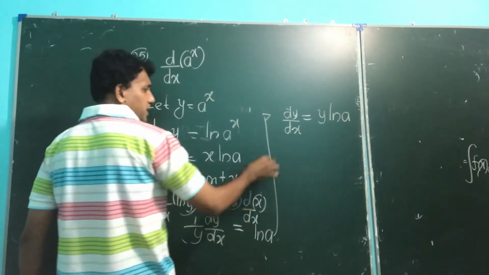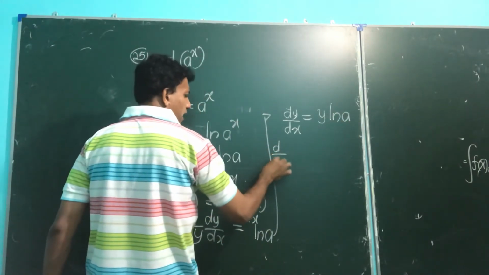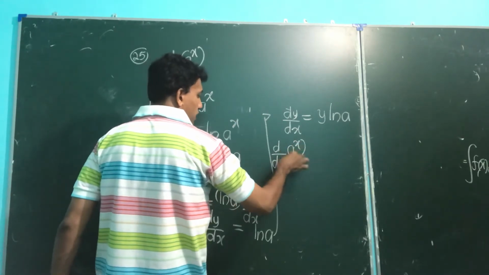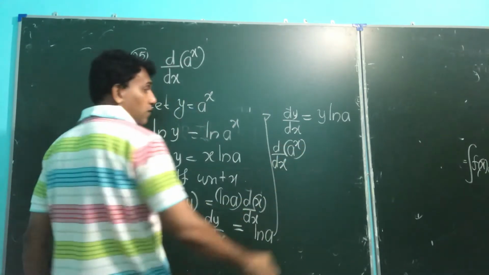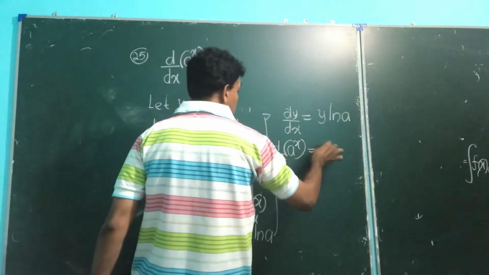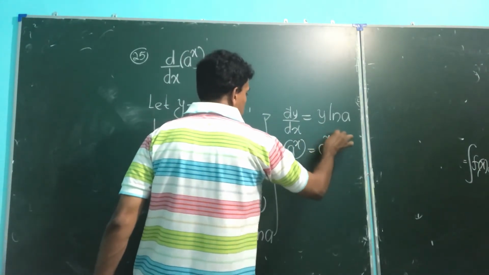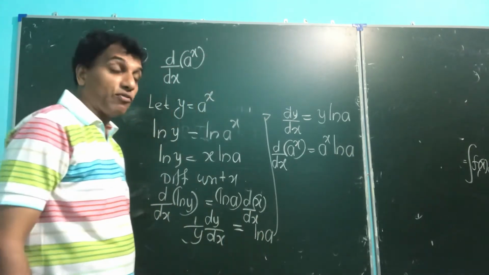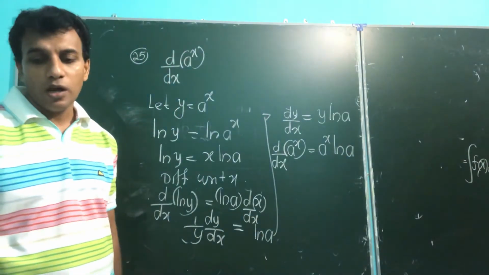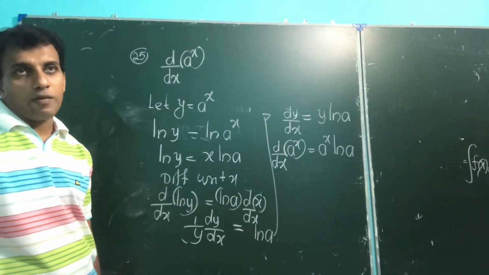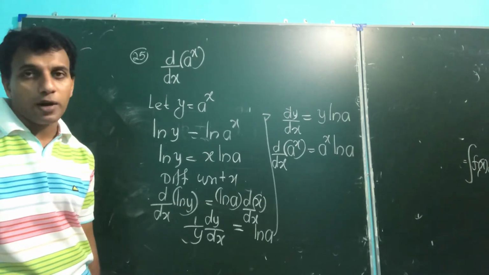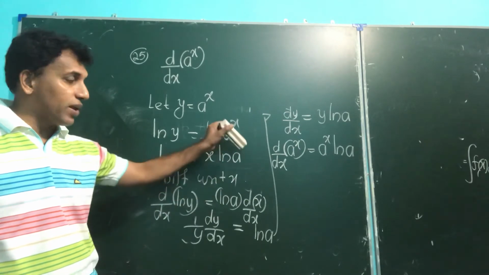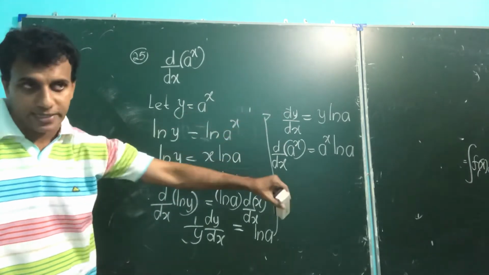That means what? D over dx, what is y? Y is a to the power x. So what is the derivative? A to the power x log a. So you forgot; therefore I have shown once again that the differentiation coefficient of anything like this, the power standard part, a to the power x, so this differentiation answer is that.